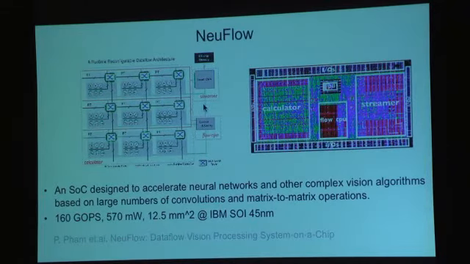He has a paper on NeuFlow, which is an implementation of doing neural networks and other vision algorithms where they implemented a 150 GOPS thing in an IBM SOI process.